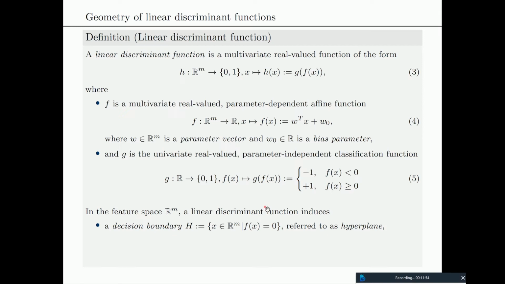Now this setup, having a linear discriminant function which comprises both g and f, induces in feature space a decision boundary, and this is referred to as the hyperplane. This is this line that you always see in these two graphs, and this refers to the elements x of feature space for which the value of the linear affine function equals 0. It also induces a decision region d-1. These are all the feature vectors for which the function f takes on values smaller than 0, and the decision region d+1. These are the values for which the affine function takes on values larger or equal to 0.